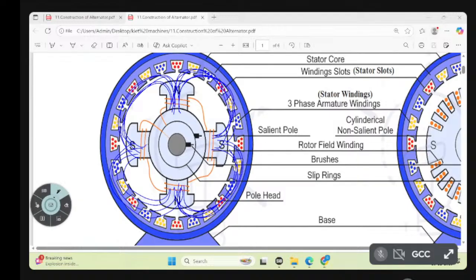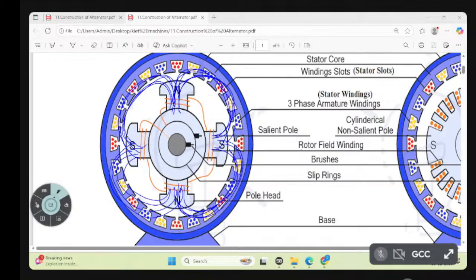So whenever this field is rotating, there is a change of flux with respect to time. Flux is changing with respect to time, and this conductor cuts the flux. So whenever d phi by dt occurs, an EMF is induced in the conductor. So voltage is available now. We will utilize it by using three terminals R, Y, B. This is the working.